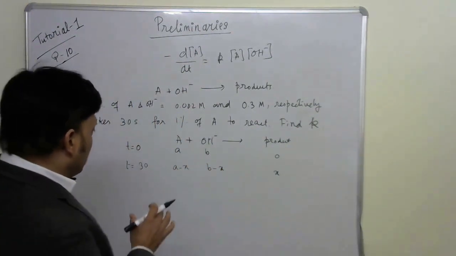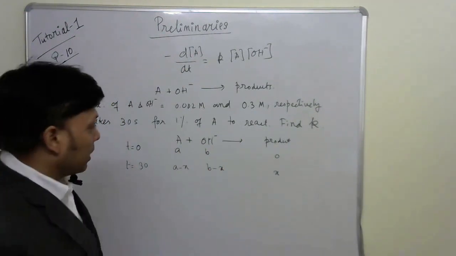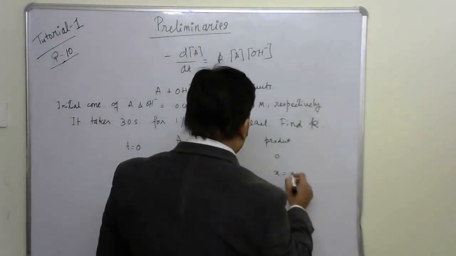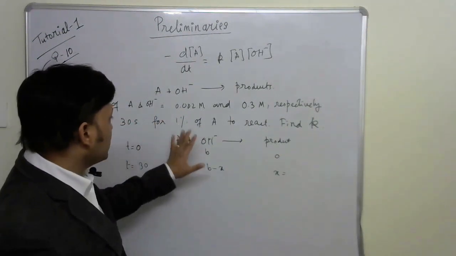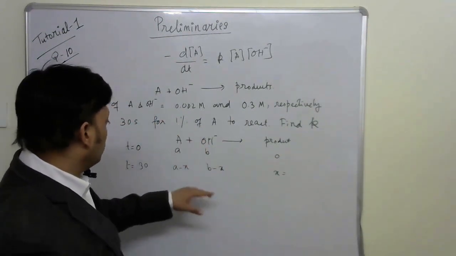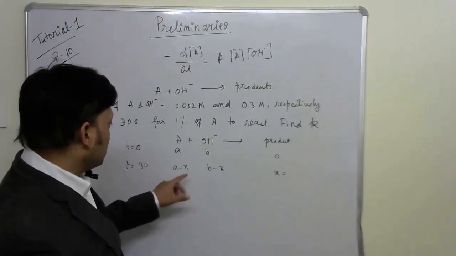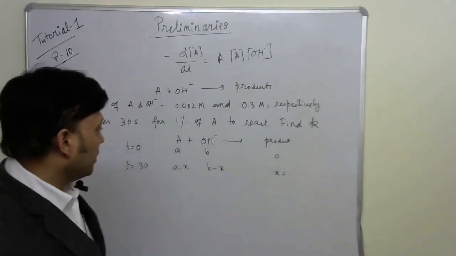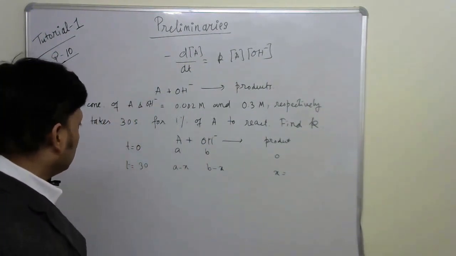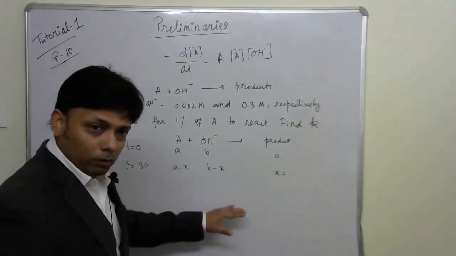If you look at this scenario, x is given, because the question says it takes 30 seconds for 1% of A to react. So 1% of A reacting means we can easily find x. Now we can derive the rate law.